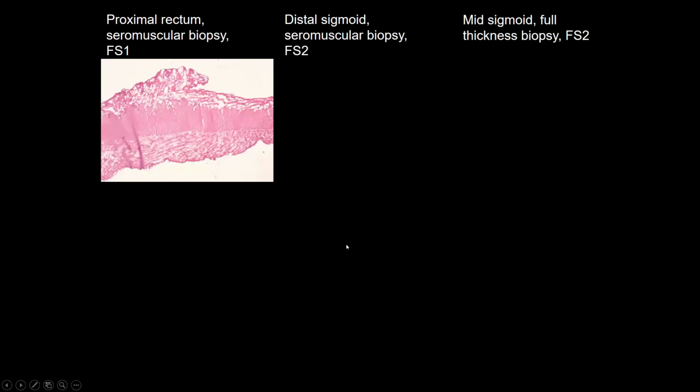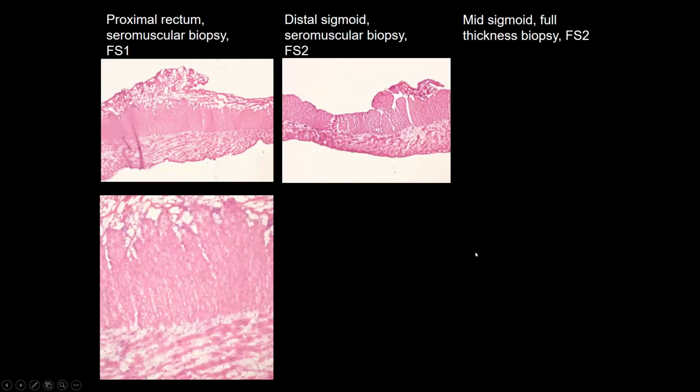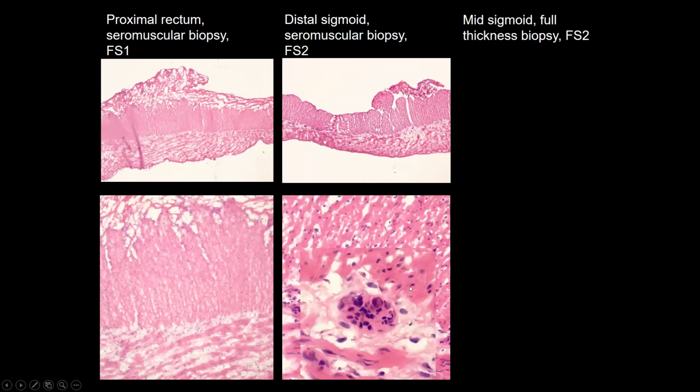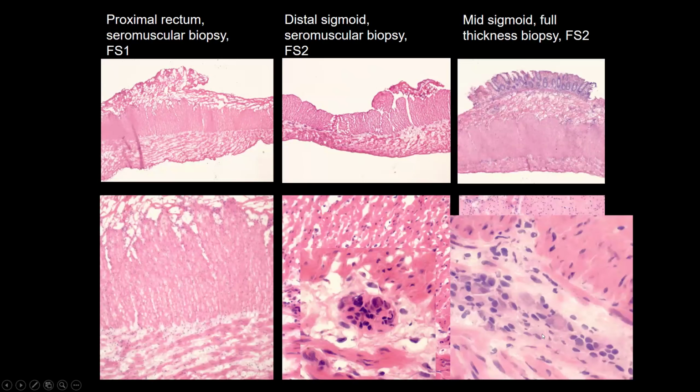So here's the frozen section. The proximal rectum really looks bland and at higher magnification you can see no ganglion cells. In the distal sigmoid seromuscular biopsy, again, now we start to see our friends, the ganglion cells. And in the mid sigmoid, they did a full thickness biopsy, and you can see ganglion cells here again, nicely.